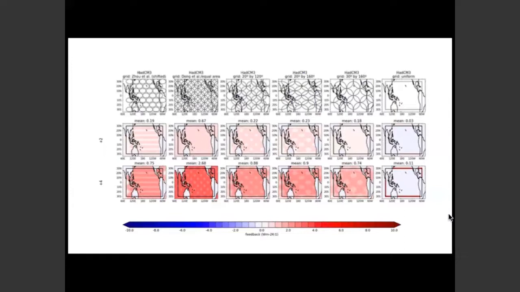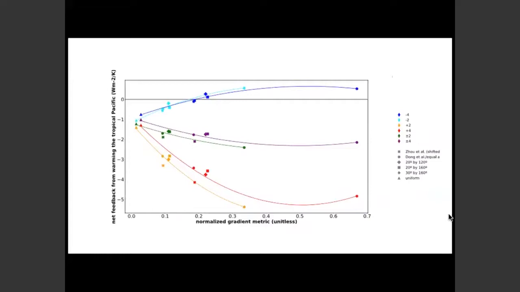Next slide, please. And you can get this relationship where you can see a dependence of the feedback for the warming Jacobians, for the cooling Jacobians, and for the average Jacobians on this degree of the gradient metric. So this is all to say, we went into this expecting that this was going to be a pretty easy problem to figure out, and then it turns out there's a much more complicated thing going on.